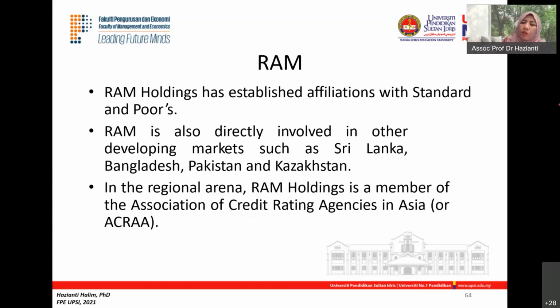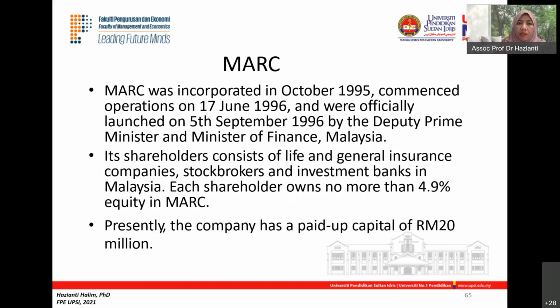Okay, I'm not sure whether you have heard of S&P, Standard & Poor's. This is the internationally recognized ratings agency. RAM also established affiliation with S&P, Standard & Poor's, so it is directly involved in other developing markets such as Sri Lanka, Bangladesh, Pakistan, and also Kazakhstan. Okay, and in the regional arena, RAM is a member of the Association of Credit Rating Agencies in Asia, or ACRA. Okay, so it is also an internationally recognized rating agency.